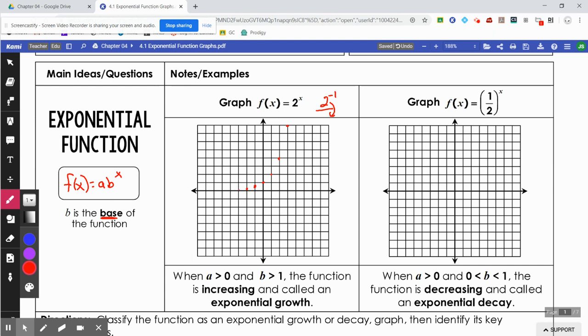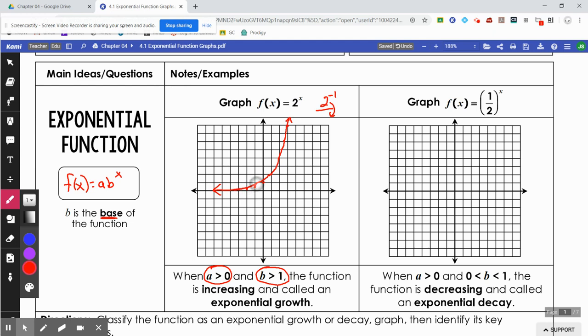And notice you've got an asymptote line there. It kind of levels off. 2 to the negative 4 will be 1/16. 2 to the negative 5 is 1 over 32. Connect our dots, and here's our graph. Now, this graph is an example of exponential growth. Notice it says where a is greater than 0 and b is greater than 1. Now, if it's equal to 1, you got b to the first, 1 to the first, 1 to the second, 1 to the third. It doesn't do anything. But if b is greater than 1, the function is increasing and is called exponential growth.